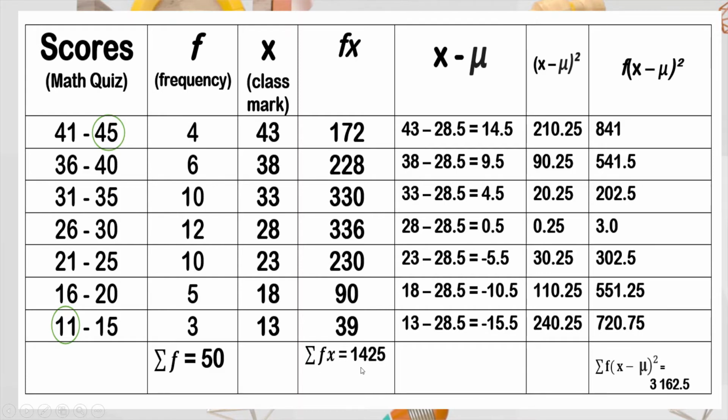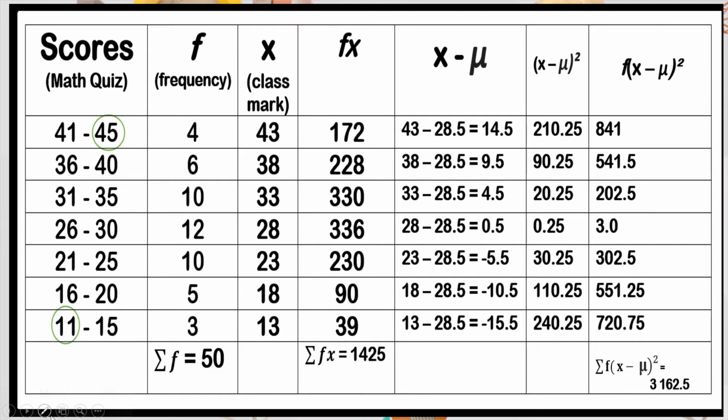You have here 1425. Why are we trying to get the sum of the frequency and the sum of the fx? Because this will help us do our next column wherein the mean is needed. So it says here the difference of the class mark and the mean. How do you get your mean? Here it's 28.5. Where did we get that? Okay, here.